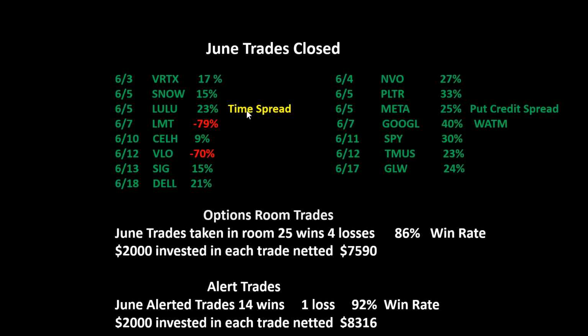This is June. Again, you can see the numbers here. Very similar to all the other months as far as what percentage gains we make. We had 25 and 4, 86%. The alerted trades, we had 14 and 1 in June, which is really good, 92% win rate, 8,300. Made more on the alert service than the room did. And the room took a lot more trades.